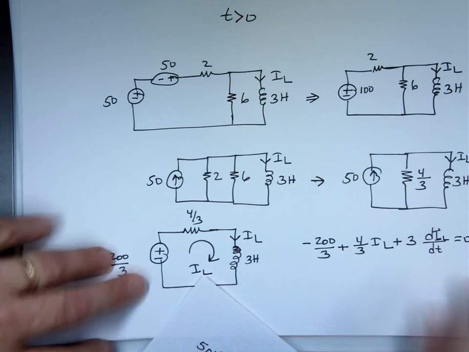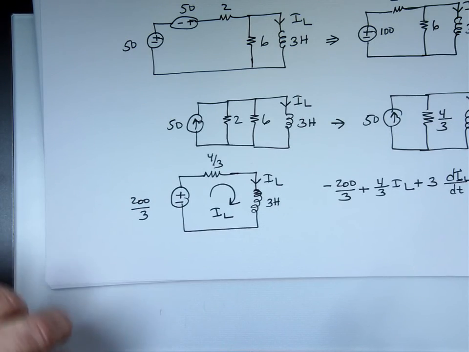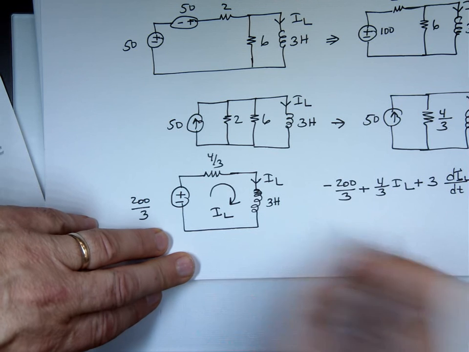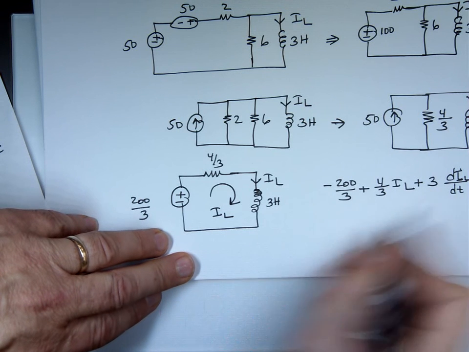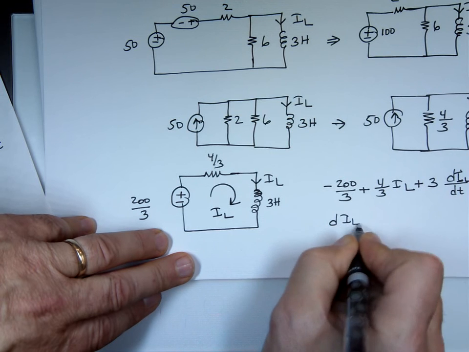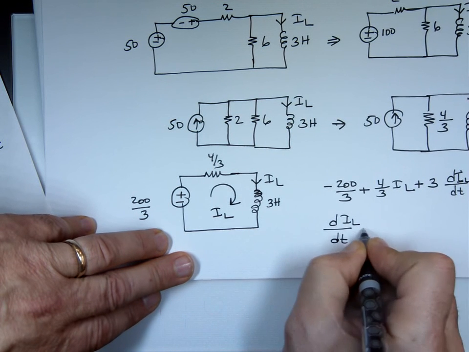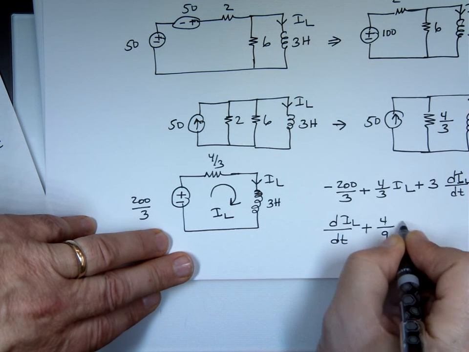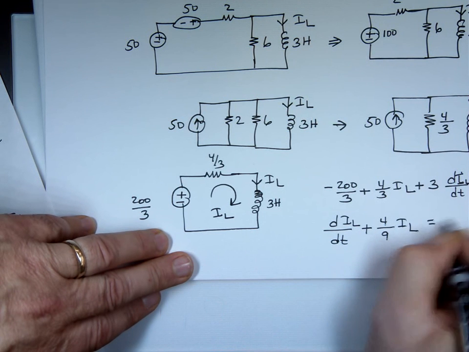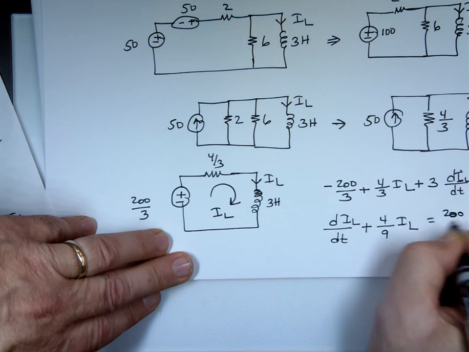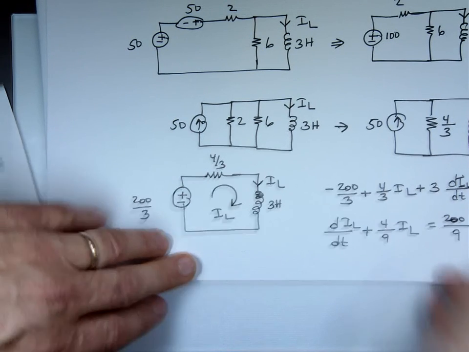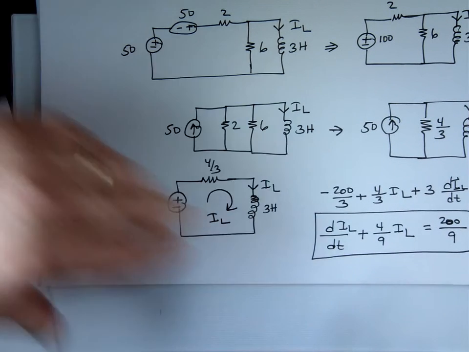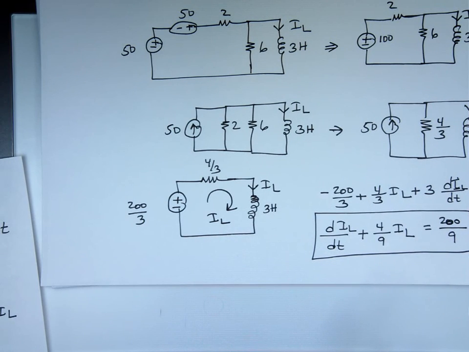Multiply by 3 to get rid of the fractions and clean it. Or actually divide by 3 and clean it. If you divide by 3, what do you have? di sub L dt plus, is that 4 over 9? If you divide by 3, 200 over 9. I divided by 3.